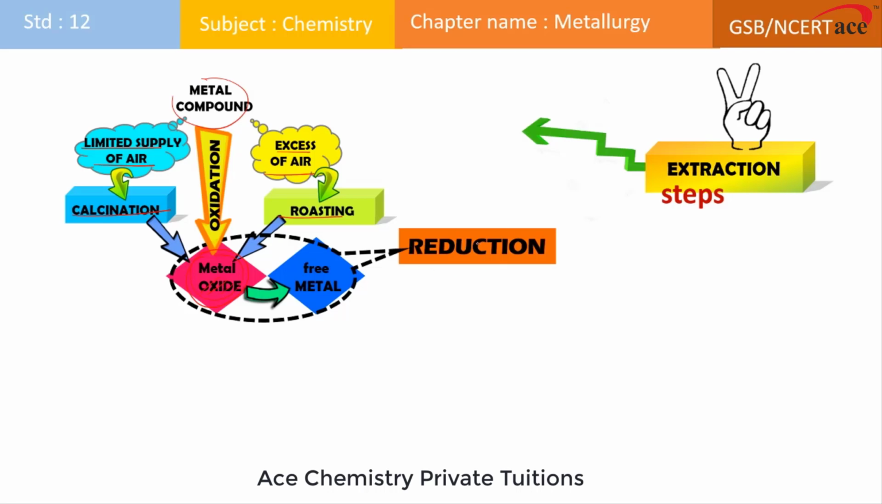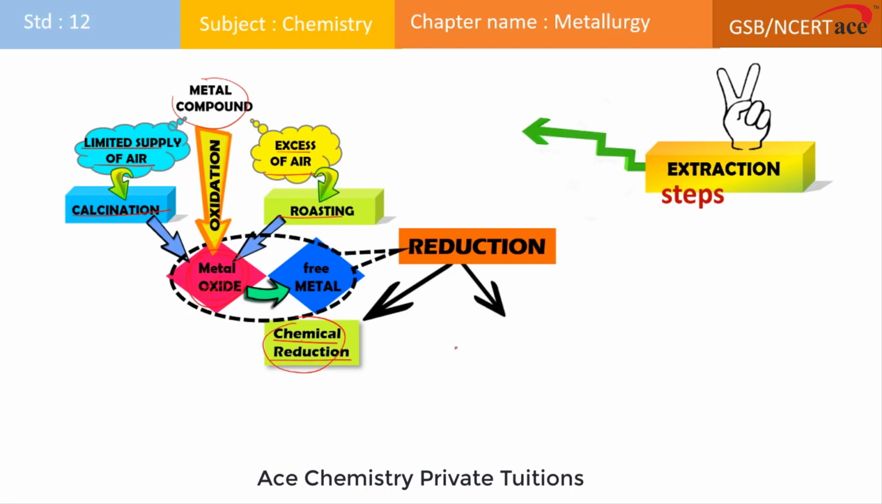So now we will discuss reduction and the various types of reductions. Student, reduction depends upon the reactivity of the metal. Generally, reduction which is applied is of two types. One, by using a suitable chemical reagent. This method is referred to as chemical reduction.